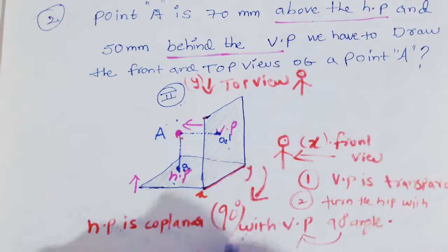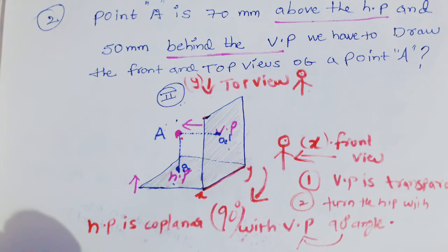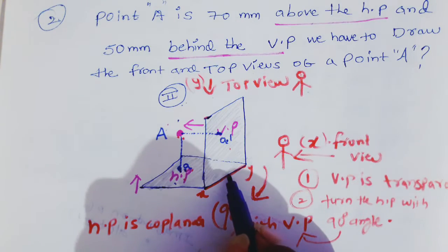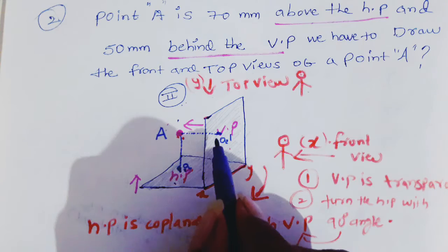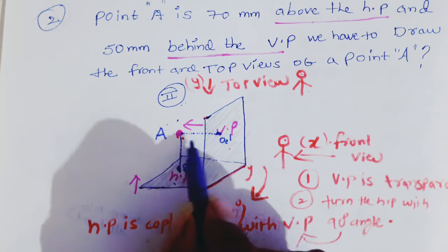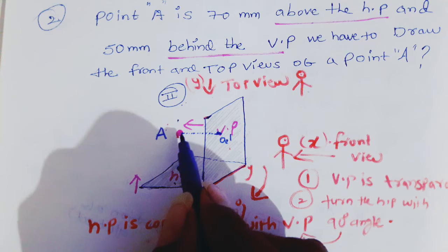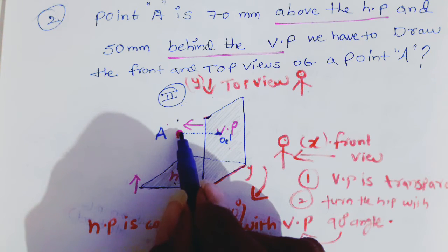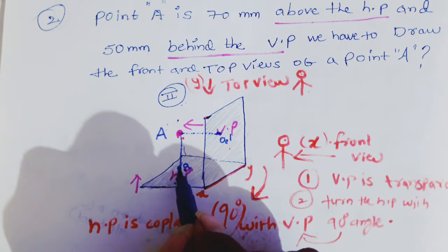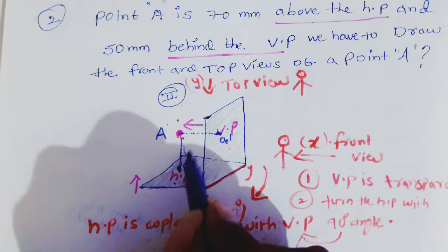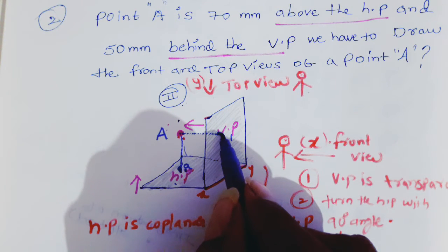Okay, next, how are you going to connect these two points with respect to XY? Just do the simple one. This is the length of the position of the point with respect to HP, right? The same line you have to draw here up to XY.